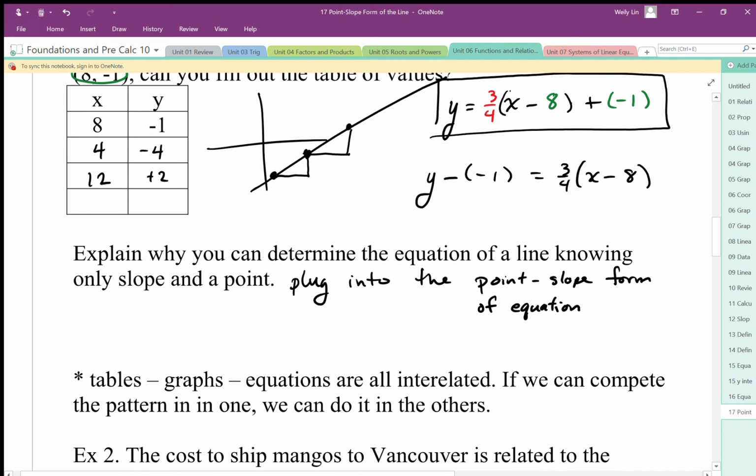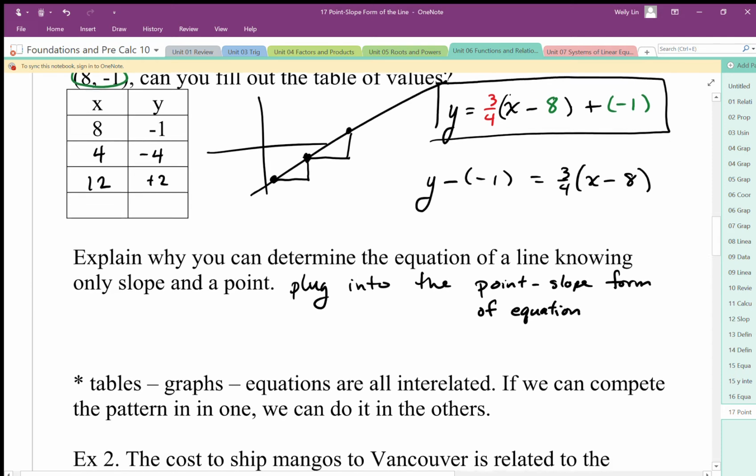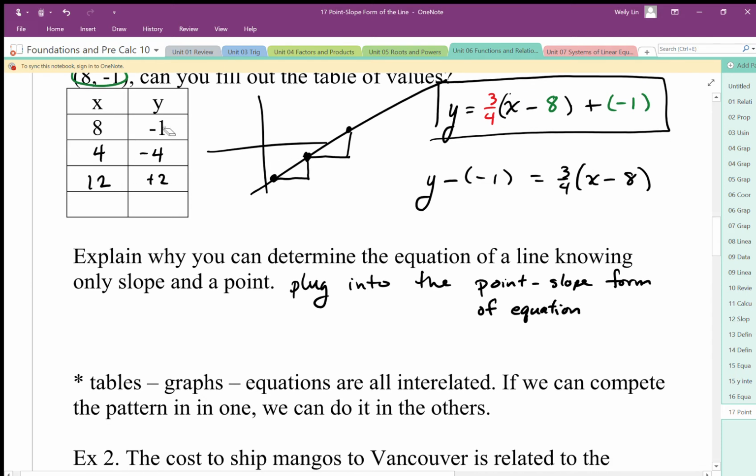And just a reminder that the table, the graph, and the equation are all interrelated. So if we can work out the table, there's a way we can work out the pattern on the graph and the pattern, the equation of the relationship.